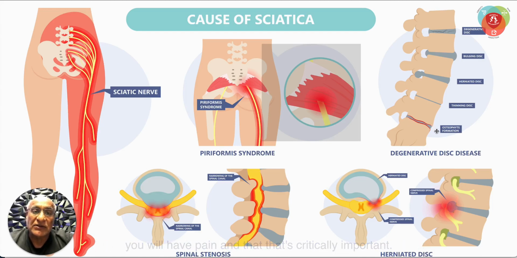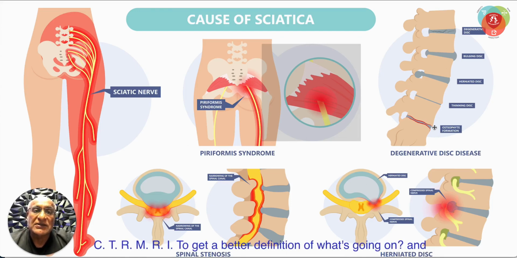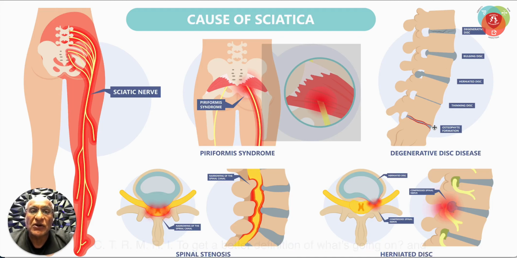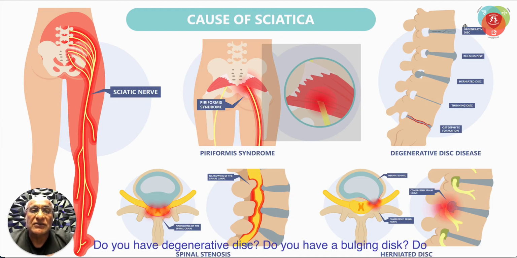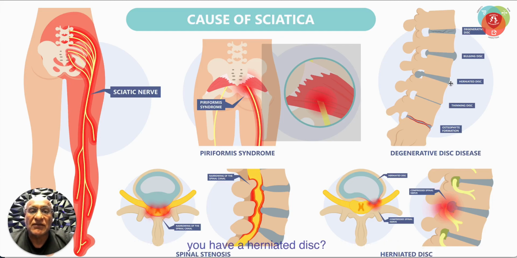And that's critically important. If you do have pain, you do need to take a look at a CT or MRI to get a better definition of what's going on and what is causing it. Do you have degenerative disc? Do you have a bulging disc? Do you have a herniated disc? Is your disc thinned out? Has something happened back in the facet joint that's causing an impingement? Or do you even have maybe perhaps a piriformis syndrome, which is more a muscular problem?